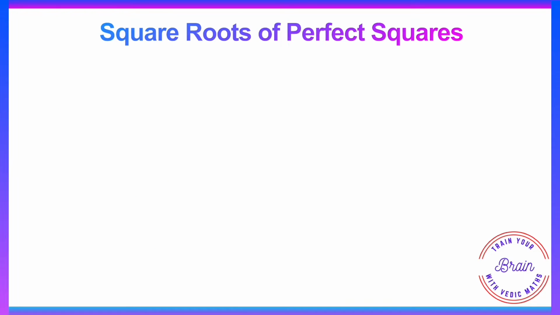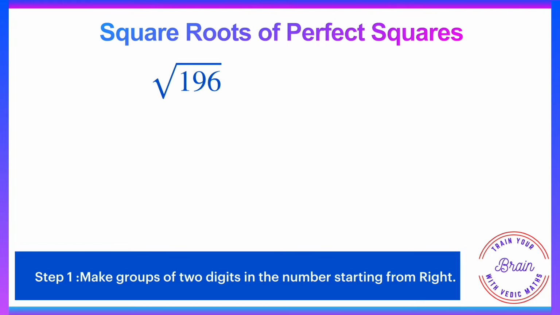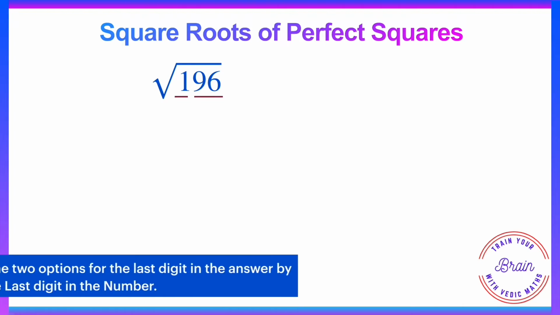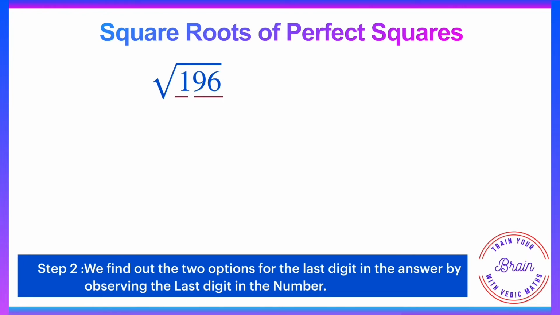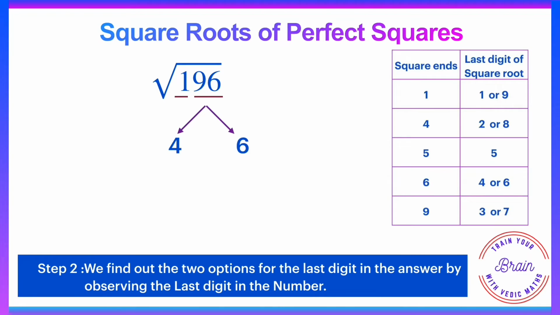Now we find out square root of perfect squares. Suppose we have to find out square root of 196. First, we make groups of 2 digits in the number starting from right. The second step, we observe last digit of square number, that is 6. If last digit of square number ends in 6, then square root will end in 4 or 6. So we have two options in one's place of our answer.